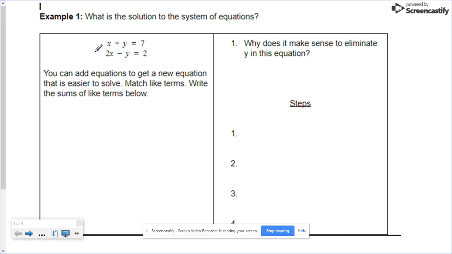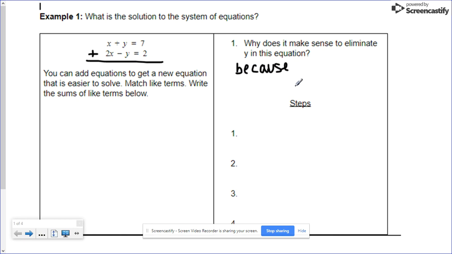And the way you want to check that is you're going to add these two equations up vertically. So the x's are adding up, the y's are adding up, and then the other numbers at the end are adding up. So if I added all this up, would anything be able to go away? And the answer is the y's would cancel out, because if I had a positive y and a negative y, that leaves me with 0. So why does it make sense to eliminate y? Because they already cancel out.